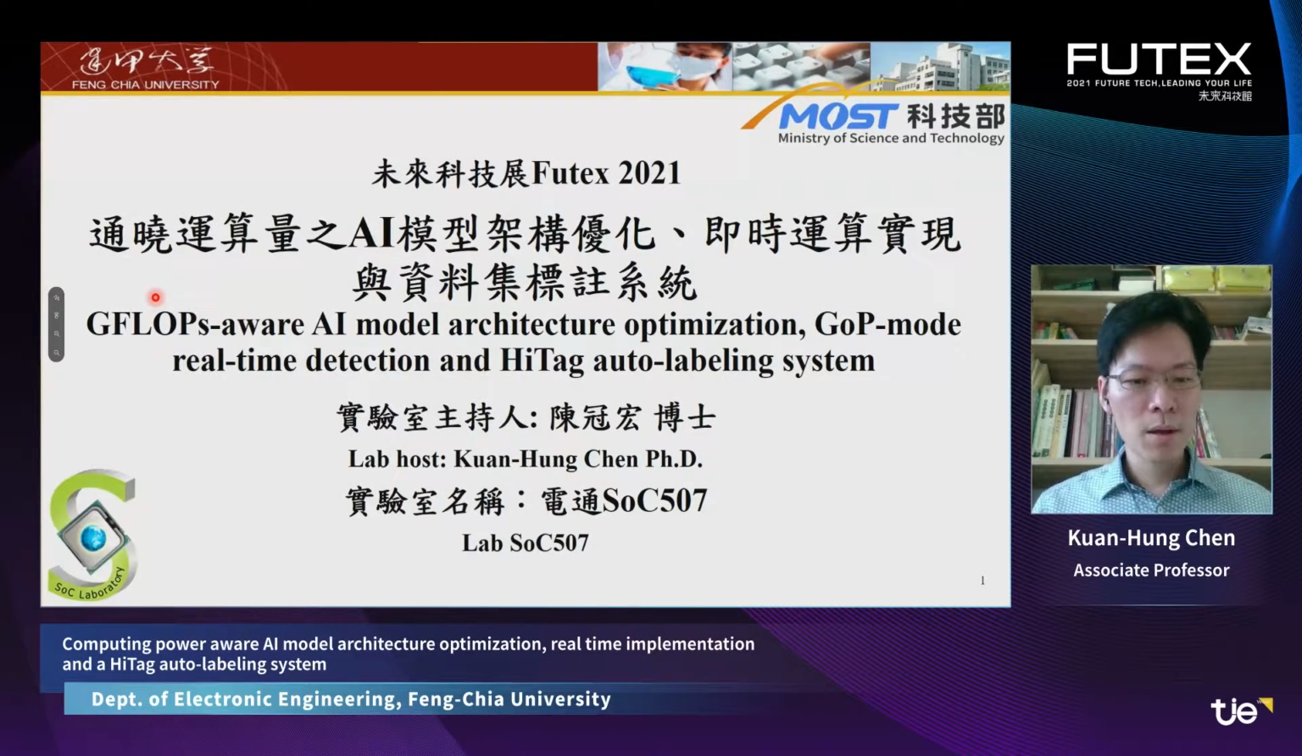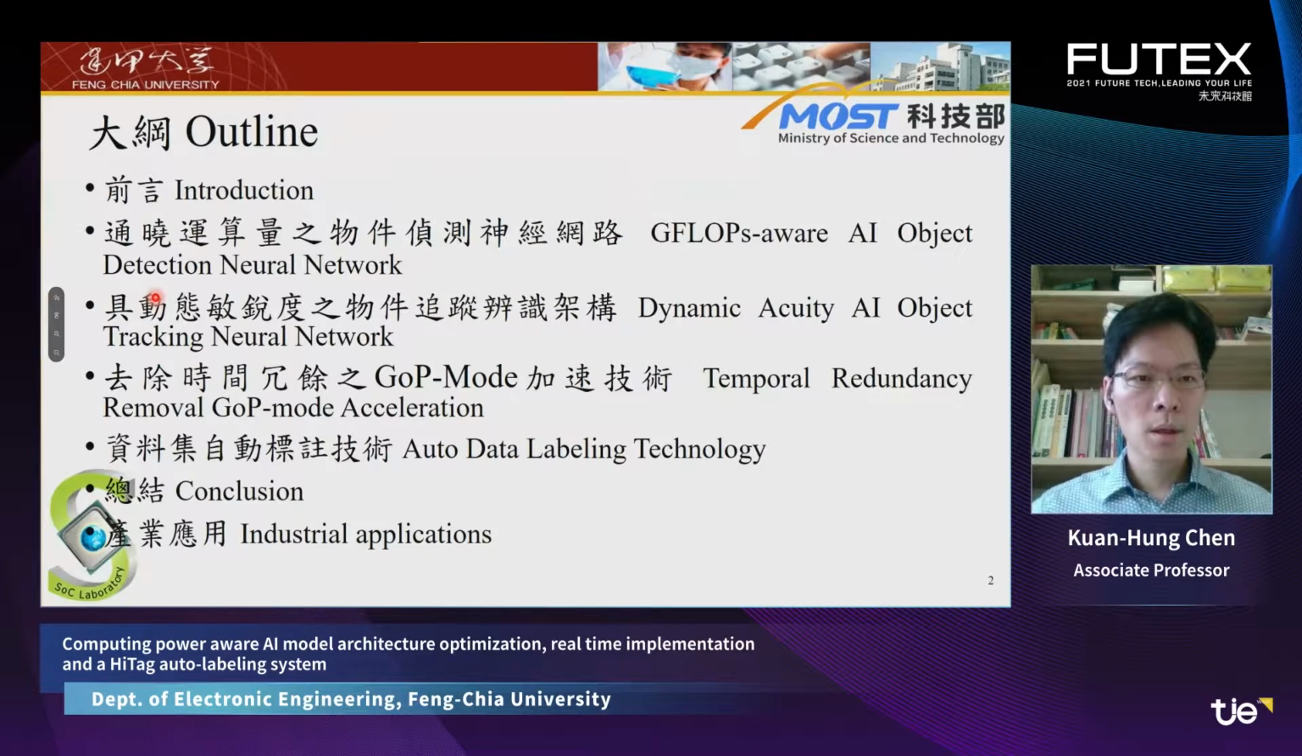Hello, everyone. The topic I want to introduce today is GFLOPs-aware AI model architecture optimization, GoP-mode real-time detection, and the HiTag auto-labeling system. The outline contains introduction, 4 techniques, conclusion, and industrial applications.